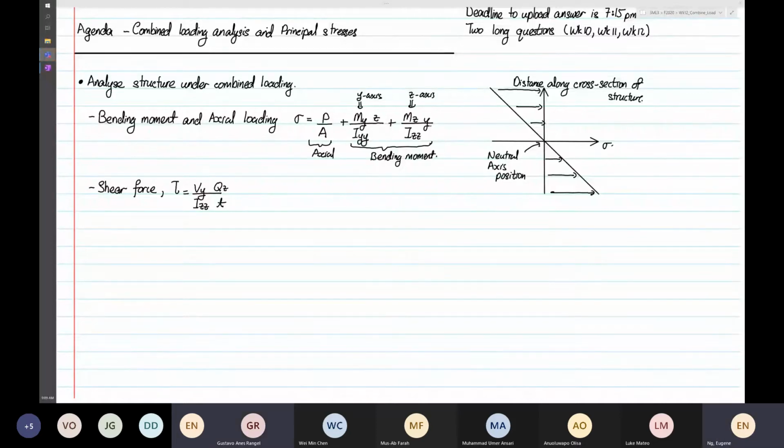I also have one question. Is the neutral axis the same as the centroid? No, neutral axis is not always the same as centroid. Centroid is geometrical, neutral axis is stress based.